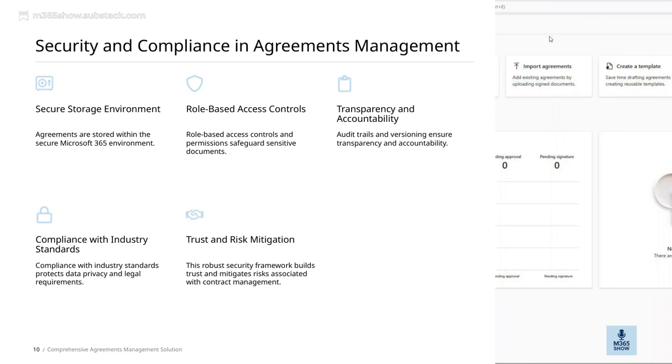Transparency and accountability are also key. By maintaining audit trails and versioning, we can track every change made to a document, ensuring that everything is transparent and that we can be held accountable for our actions.